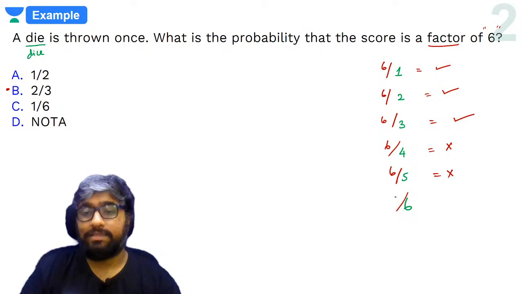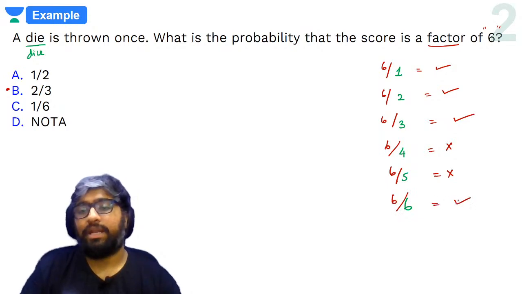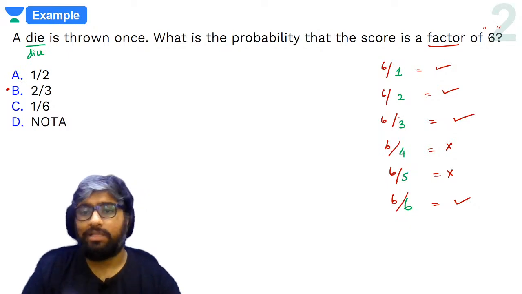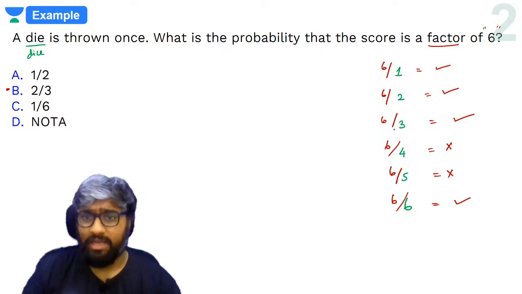6 by 6, yes. The reason why I'm writing it like this is that a lot of you would go for 1, 2 and 3 as the factors, but they forget that the number itself is also a factor. Yes, the number itself is also a factor.